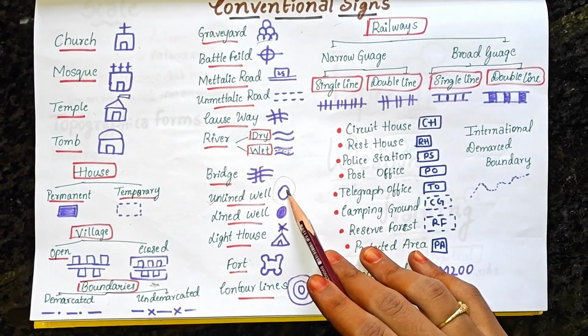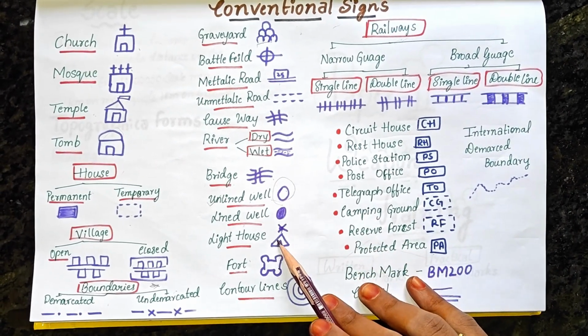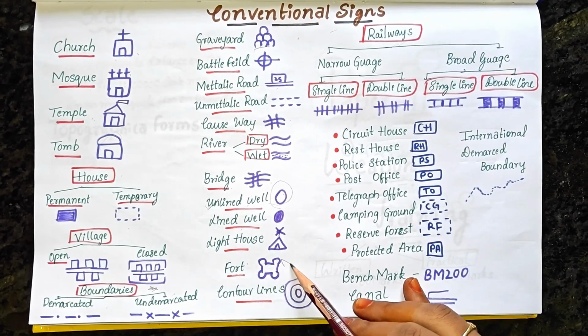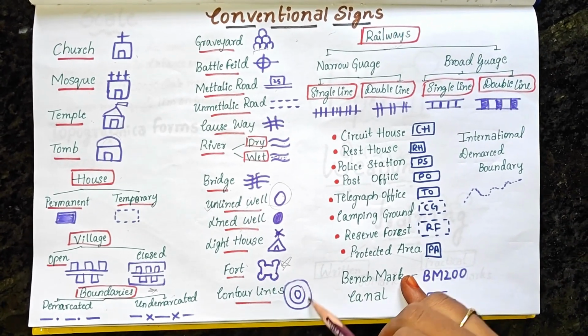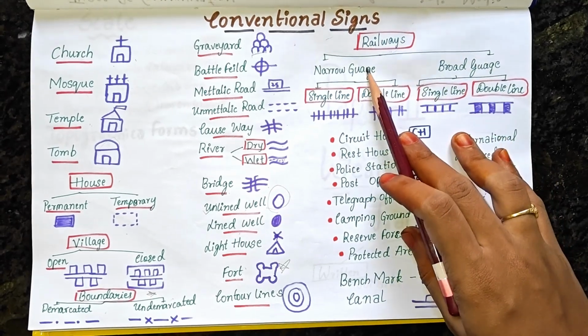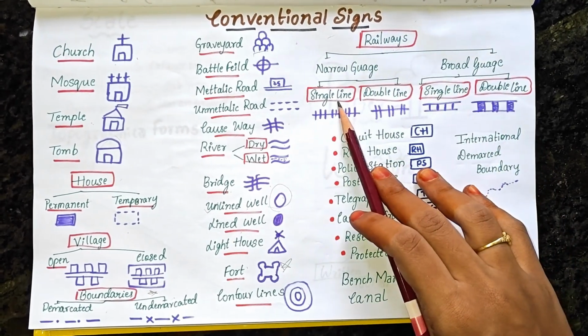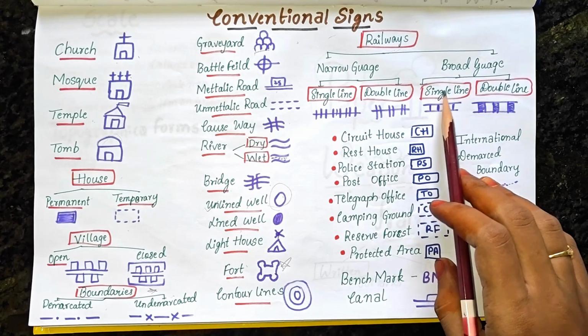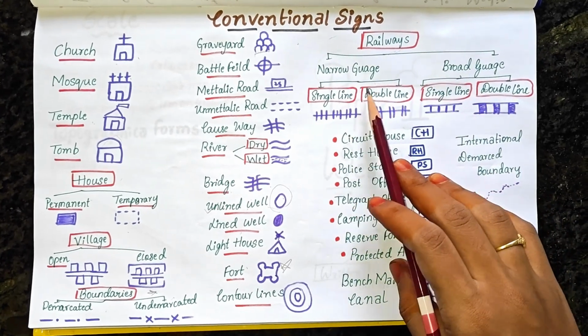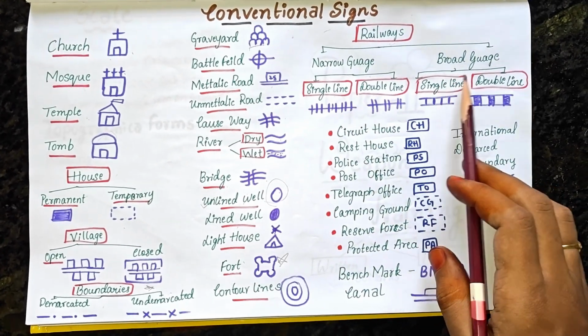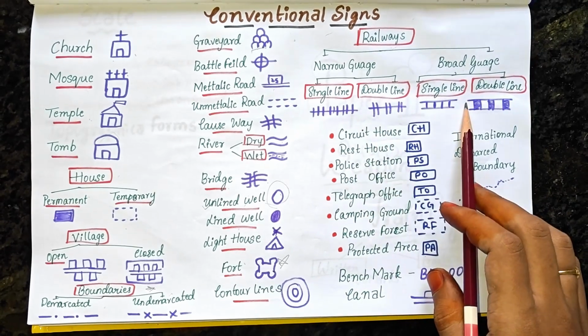Bridge, unlined well, lined well and lighthouse. Fort, one of the important ones. Contour lines. And the railway: narrow gauge, broad gauge, single line, double line. So in narrow gauge you have single line and double line, and in broad gauge you have single line and double line. It will be represented like this.